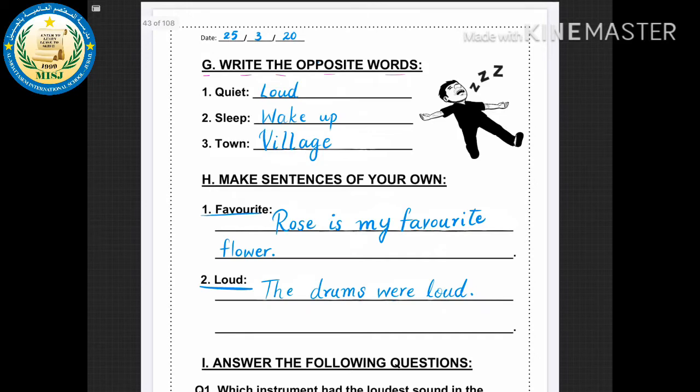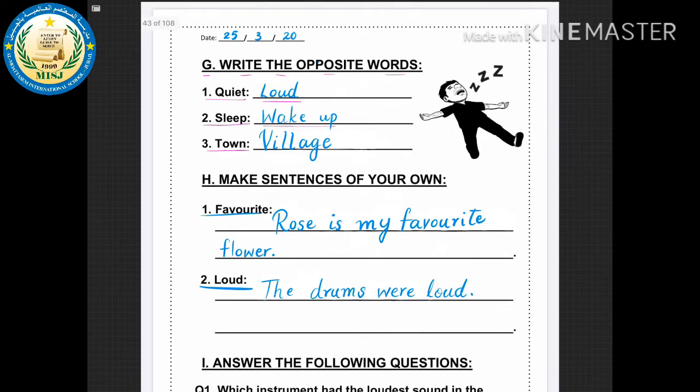Okay? Now, our first word is quiet. What was the opposite of quiet? Loud. Very good. Number 2, sleep. S-L-E-E-P. Sleep. What's the opposite of sleep? Wake up. W-A-K-E-U-P. Wake up.